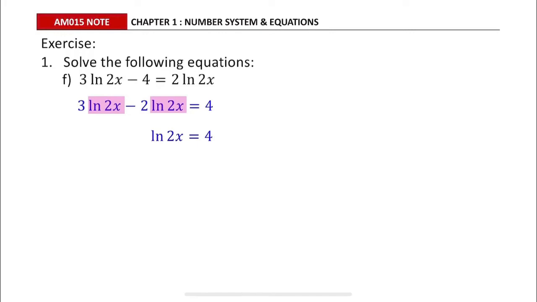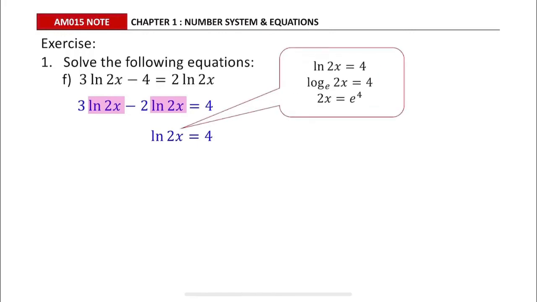Since ln is log base e, this is how we change it to index form, where the base of logarithm becomes the base of index number. Then solve for x. You can state the final answer in terms of exponent or decimal number.